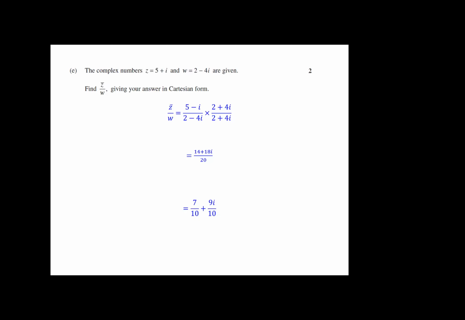Now, part E: the complex numbers Z and W were given. Students had to find the conjugate of Z divided by W and give their answer in Cartesian form. That meant that they needed to know what Cartesian form was.